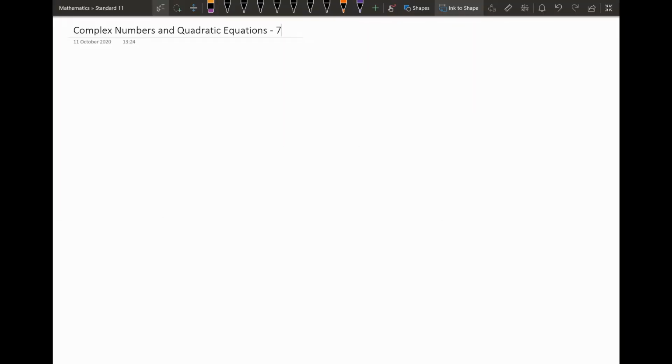Solve the following quadratic equations. So using complex numbers we will solve the following quadratic equations. First one, solve 27x square minus 10x plus 1 equal to 0.